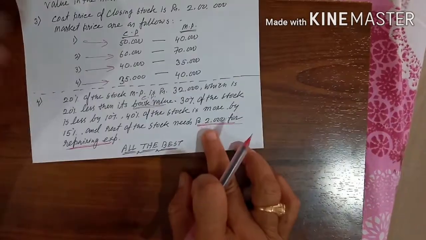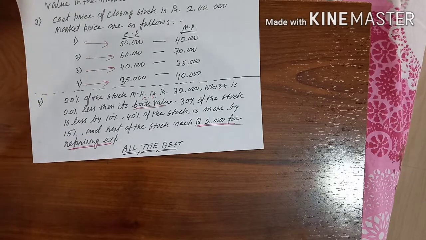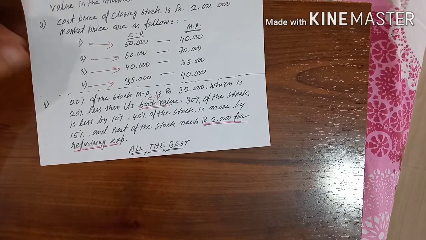And in the next video I will give you another type of external adjustment as well as the internal, difficult type of adjustment from chapter 2.